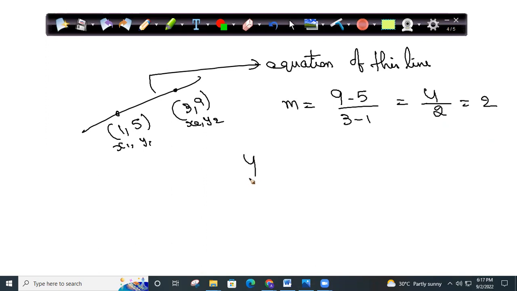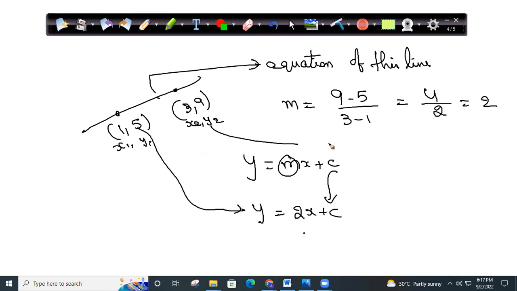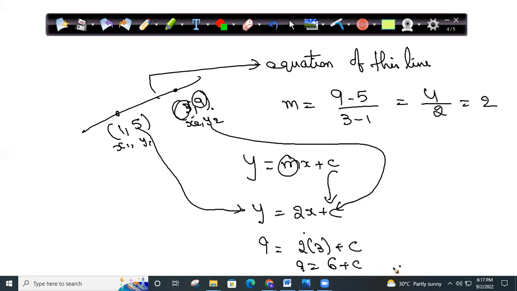So we know equation of line is y is equal to mx plus c. Therefore, y is equal to 2x plus c. One unknown, I got it. I'm very happy. Then how to find other unknown? Because this is the equation of this line, you can plug in either this point or this point. Any point that you like, you can plug in here. Suppose you want to plug in 3, 9. Assume x is 3, y is 9. 9 is equal to 2 into 3 plus c. So 9 is equal to 6 plus c, therefore c is equal to 3. So equation of line is y is equal to 2x plus 3.